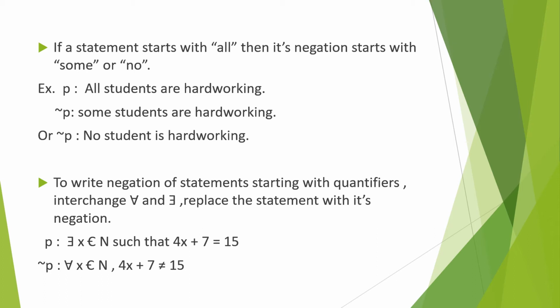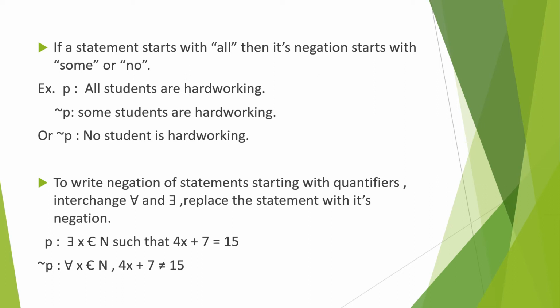For example, if a given statement P is there exists x belongs to N such that 4x plus 7 is equal to 15. See, first rule is if the statement starts with there exists, its negation starts with for every. So here we have replaced there exists with for every. So for every x belongs to N. And next rule is we have to replace the statement by its negation. Now the statement is 4x plus 7 equal to 15, and its negation is 4x plus 7 is not equal to 15.